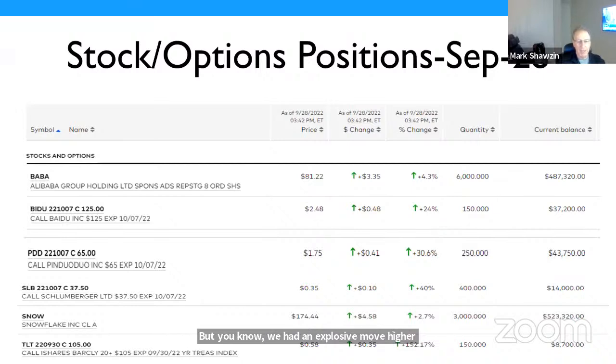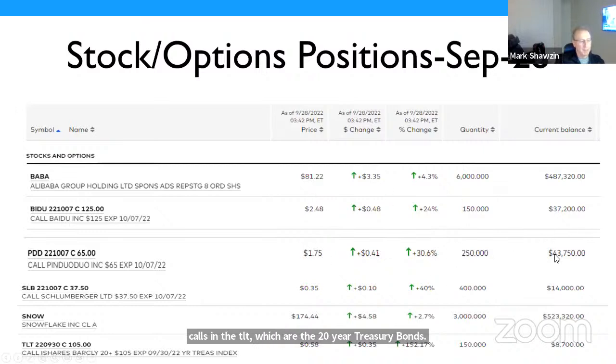So I actually got positioned long these Chinese stocks, all of them. I bought stock in Baba. I bought call options in Baidu. I bought call options in PDD, Pinduoduo. I also bought call options in Schlumberger. I bought the stock of Snowflake, and I bought the calls in the TLT, which are the 20-year Treasury bonds. So, a lot of positions.